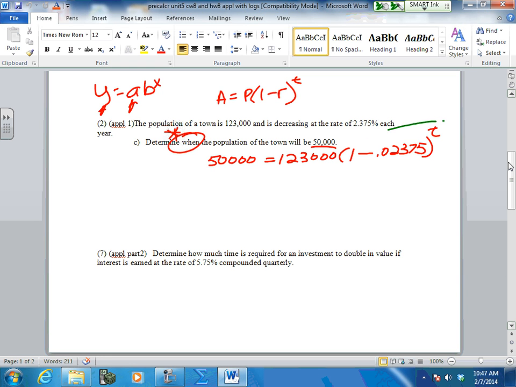Now, this exponent only belongs to that piece right there, to that factor, not the other one. If I try to divide both sides by 123,000, it doesn't come out nicely. It doesn't terminate. And I don't want it rounded. So this one we're going to solve the long way. The only thing that will still bring this exponent down is a log. So we take the log of both sides.